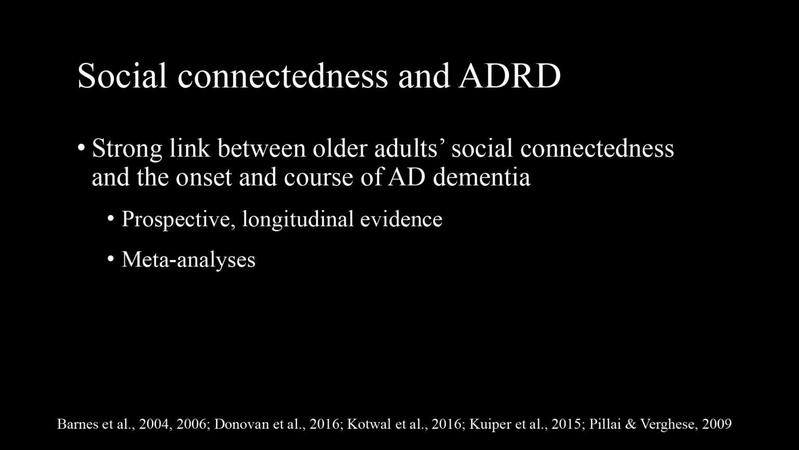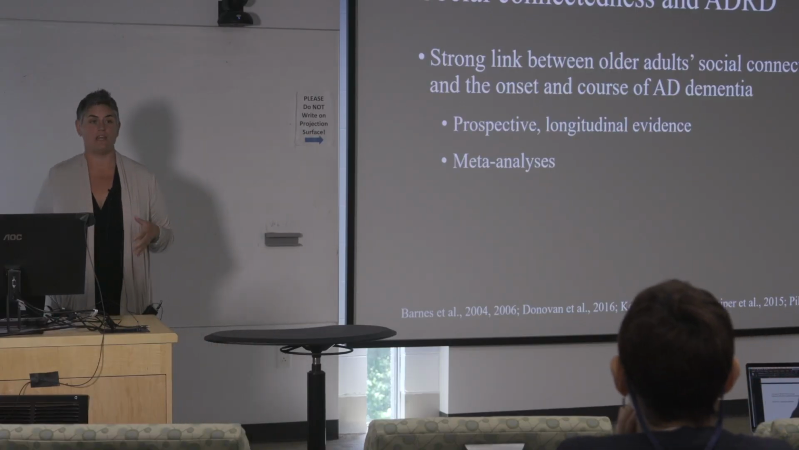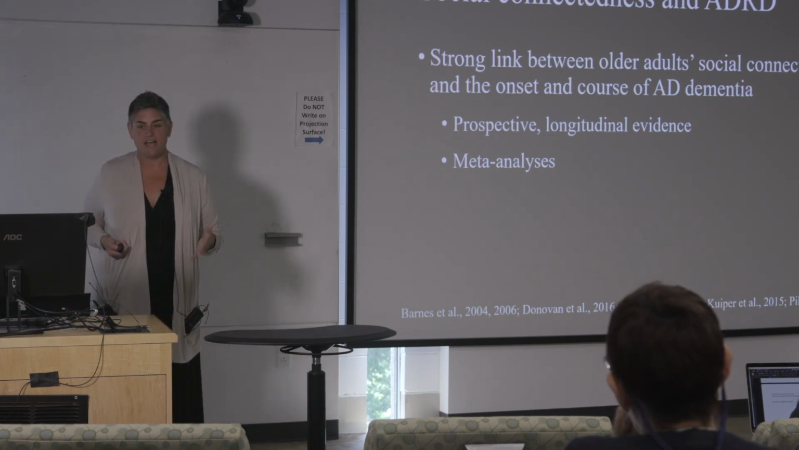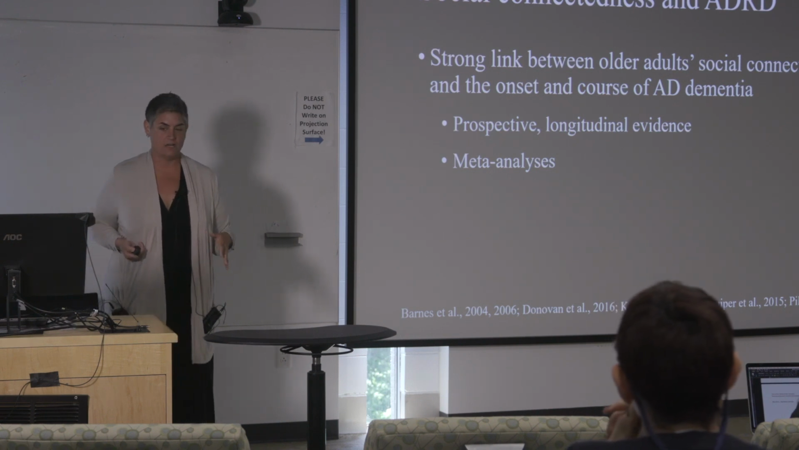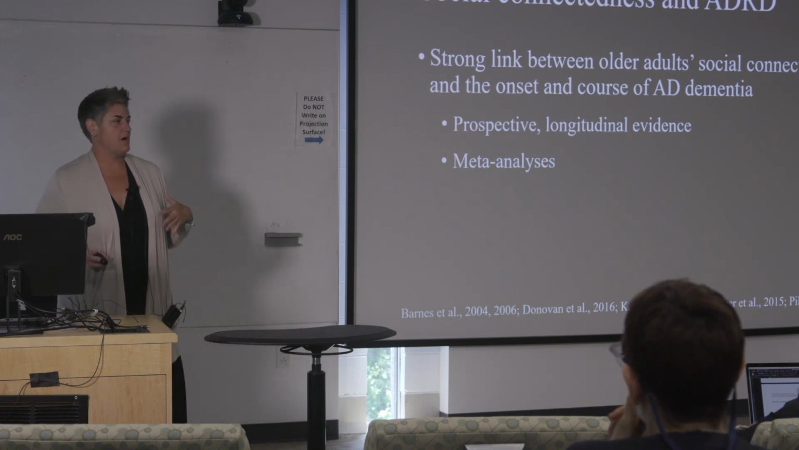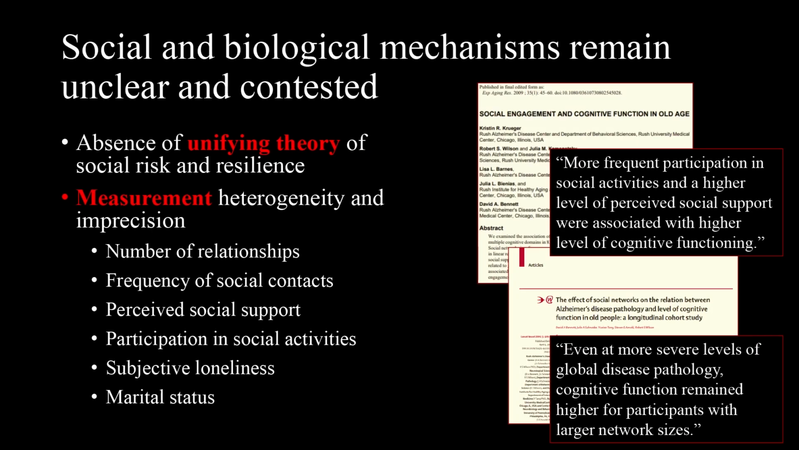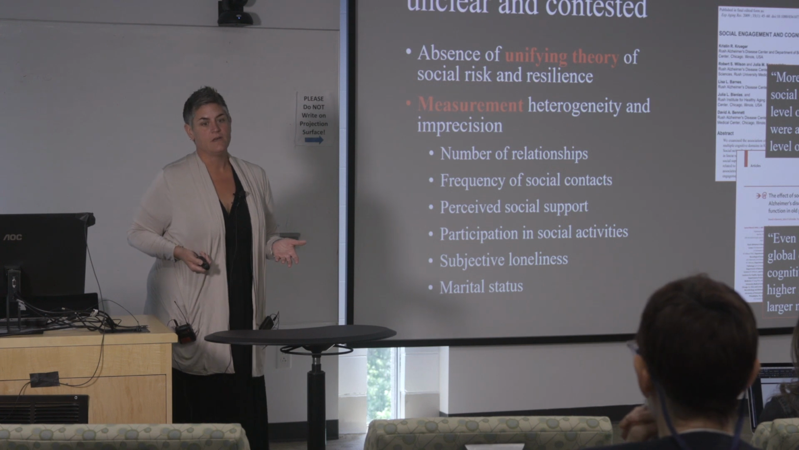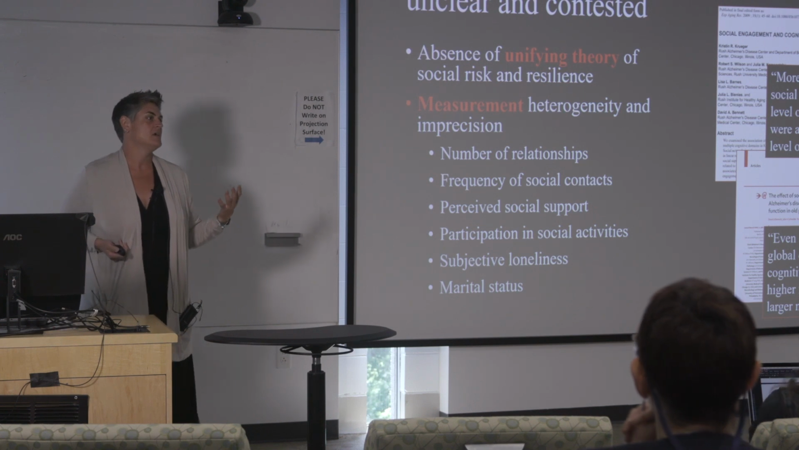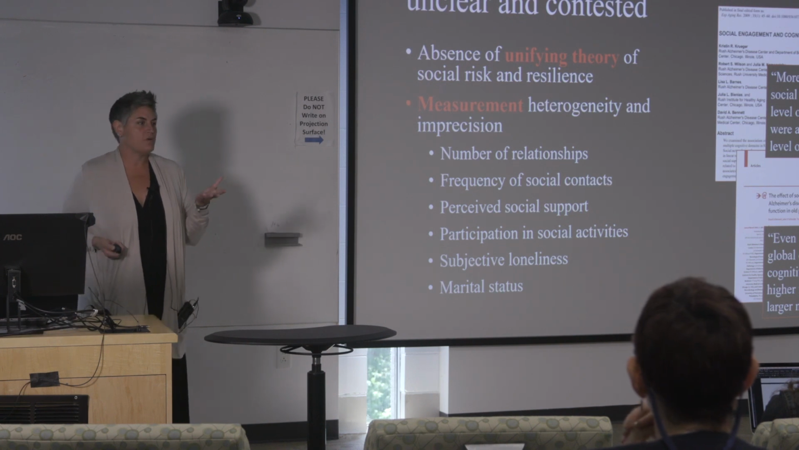So social connectedness and ADRD: there's this really strong link between measures of older adults' social networks, social connectedness, variously and heterogeneously defined and measured, and the onset and course of AD dementia. There's a ton of prospective longitudinal evidence at this point, decades of research. There are multiple meta-analyses now. But of course, two things are missing from this literature, in large part because the research has been driven to this point by neurologists working in biomedicine. Sociologists have largely been absent from this debate. So it's not really clear what those actual mechanisms are.